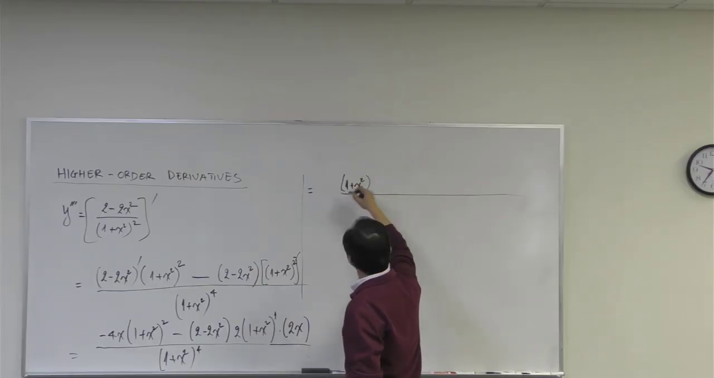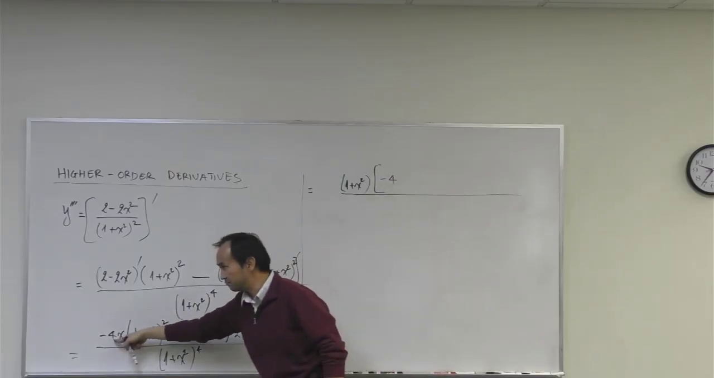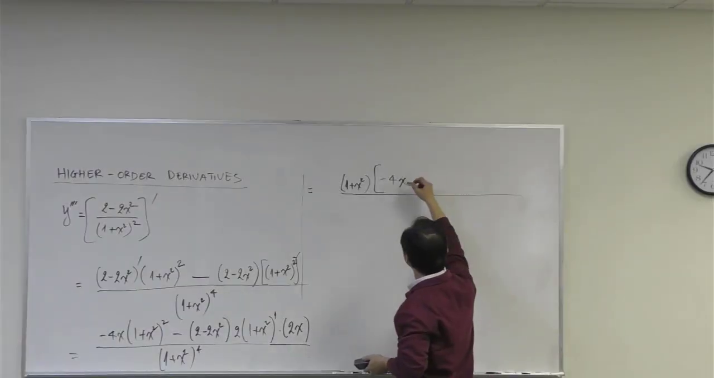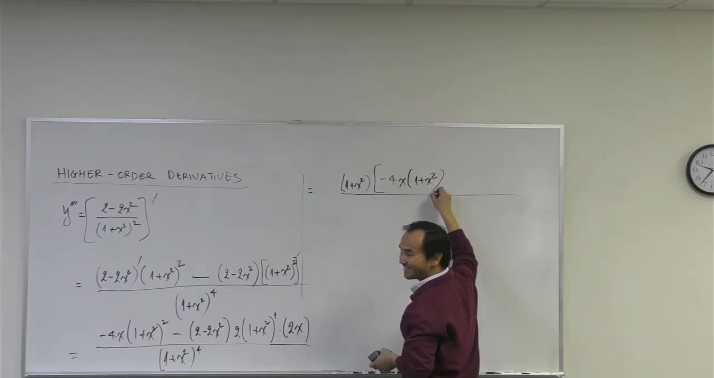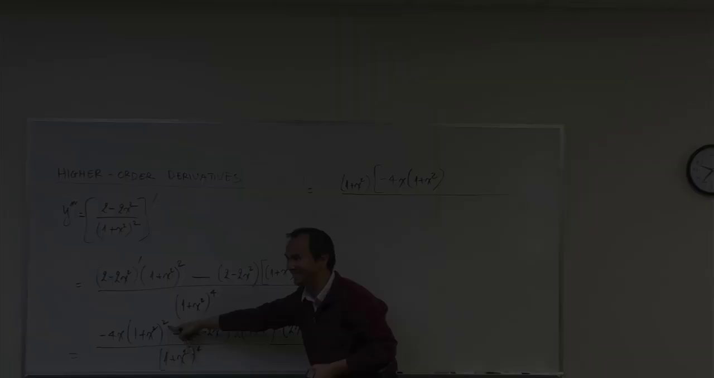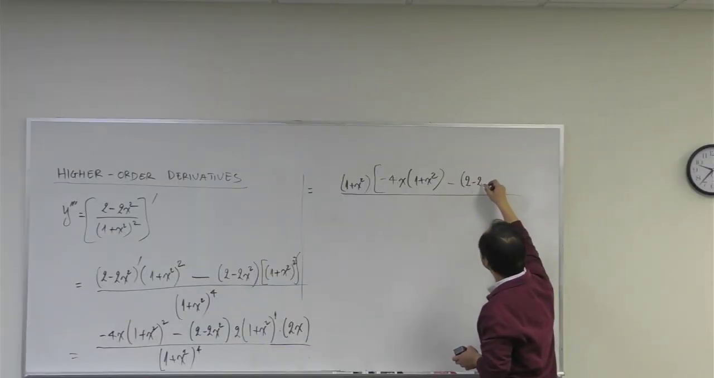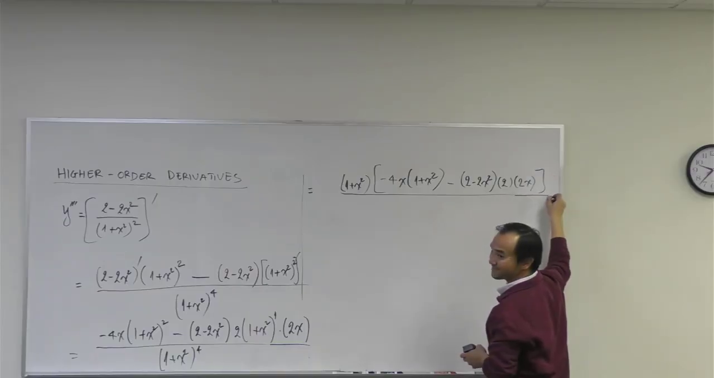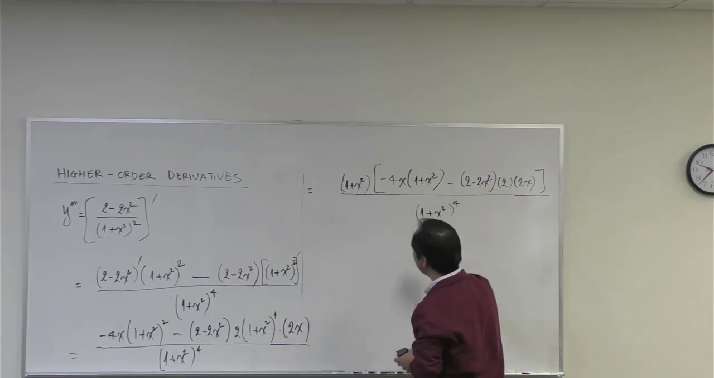One common factor. So now after factoring that out, the first term leaves behind just the minus 4x, right? There's a 1 plus x squared left over from that first term. And now we're subtracting, there's a 2 minus 2x squared, right? Times 2 times 2x. And now we're putting it all over that 1 plus x squared all to the 4th power.